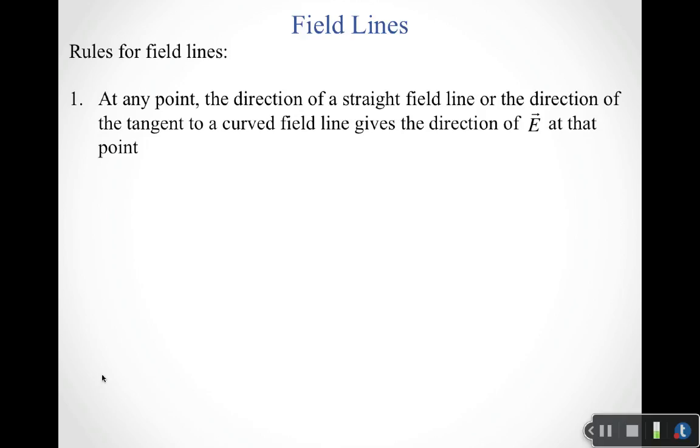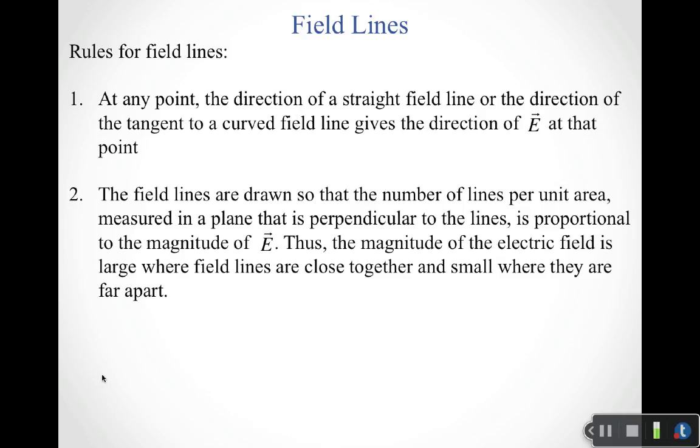The first one is that at any point, the direction of a straight field line, or the direction of the tangent to a curved field line, gives the direction of the electric field at that point. So one of the things that we'll be able to do is use the lines themselves to figure out the direction of the electric field at points along the line.